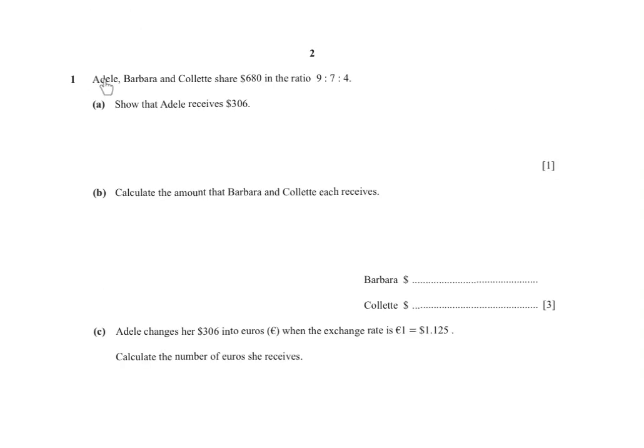Number 1. Adley, Barbara, and Colette share $680 in the ratio 9 to 7 to 4. Show that Adley receives $306. The number of parts is 9 plus 7 plus 4, which equals 20 parts. Adley will take 9 of them, so 9 over 20 times the total, which is 680. The answer will be $306.